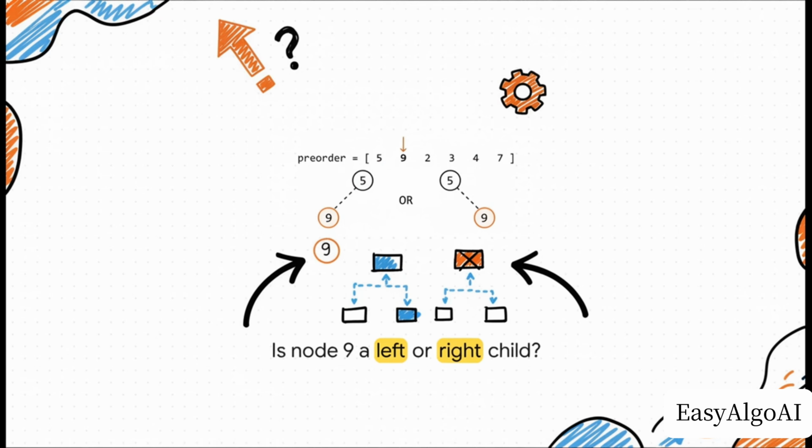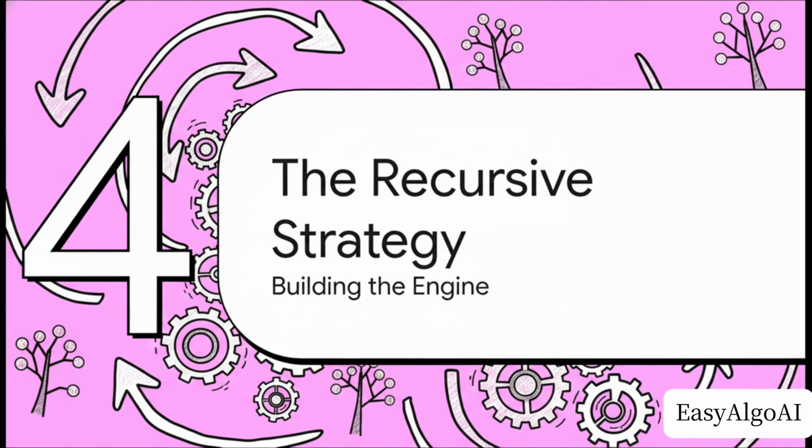And this perfectly highlights our dilemma. Is 9 a left child or a right child of 5? I mean, we can't just guess, right? This brings us to the need for a systematic, repeatable engine that places every single node with absolute 100% certainty. Let's move into our 4th step and actually build that exact engine using the incredible power of the recursive strategy.